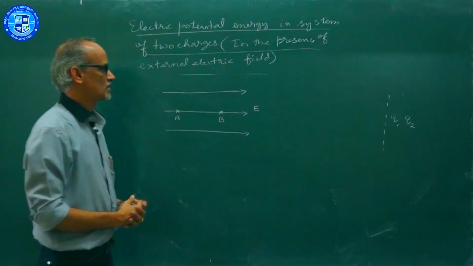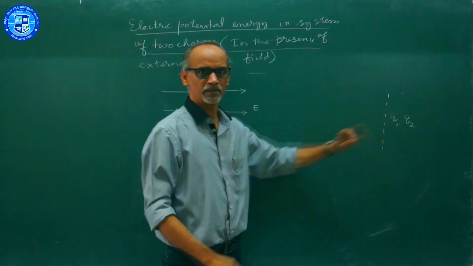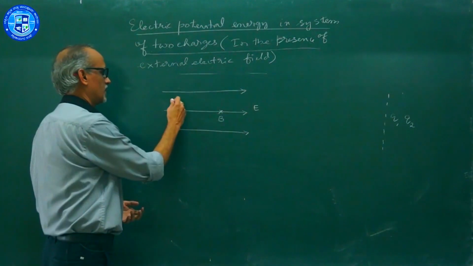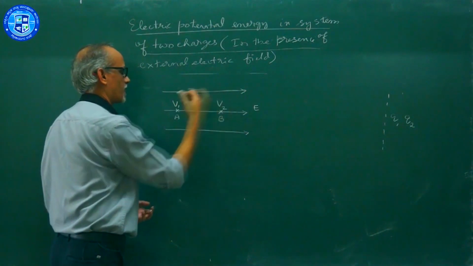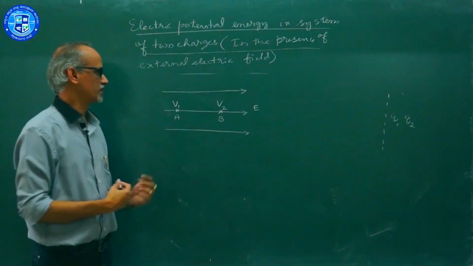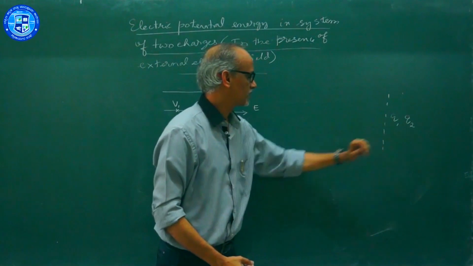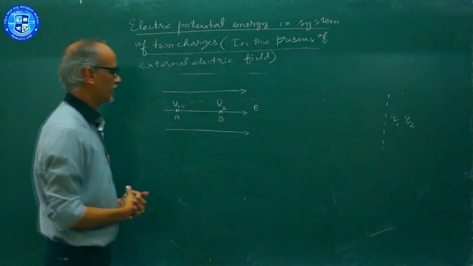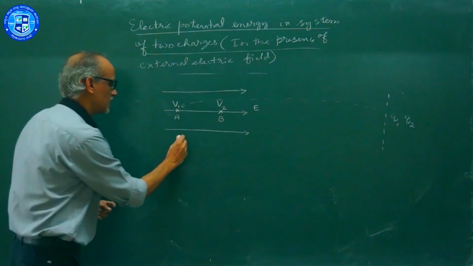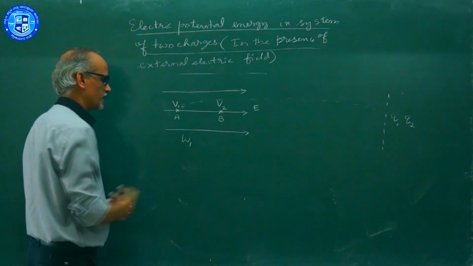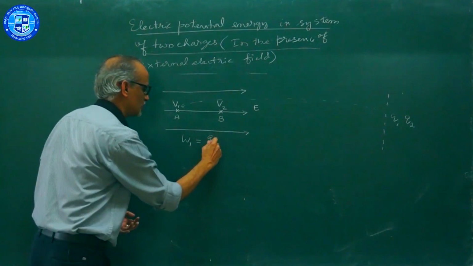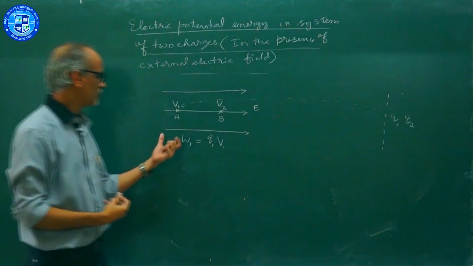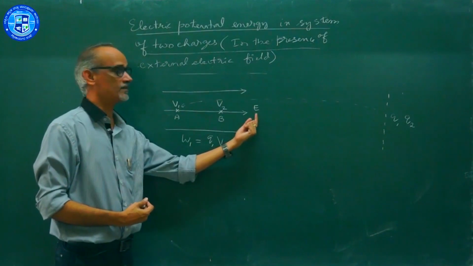So first, when I bring the first charge Q1, as you can see, there exists an electric field E. And at these two points, let V1 and V2 be the electric potentials. When I bring the first charge Q1 to this point A, there exists a potential. The work done in moving the first charge, W1, is equal to the charge moved into the potential at that point, that is Q1 V1. This time the work done in moving the first charge is not zero because of the presence of the external field.